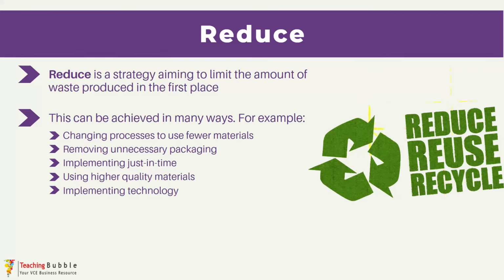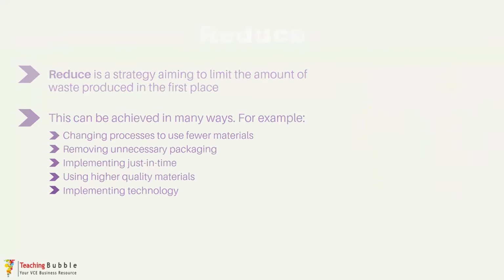So it's about minimizing waste and the amount of resources that are used by the business through a whole range of different measures, such as changing processes to require fewer materials, removing any unnecessary packaging, or implementing strategies such as a just-in-time process, which is going to minimize the amount of waste that's produced, or even using higher quality materials, or leveraging technology to be more precise and consistent. So the whole aim here is to look to minimize or reduce the amount of resources and waste that is produced by the business. The second strategy is to reuse.